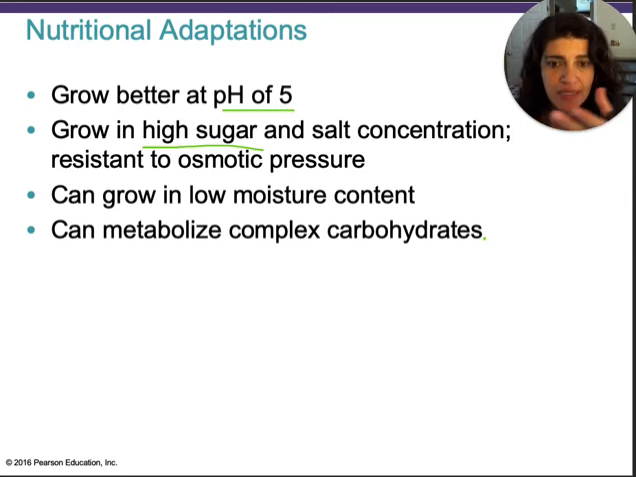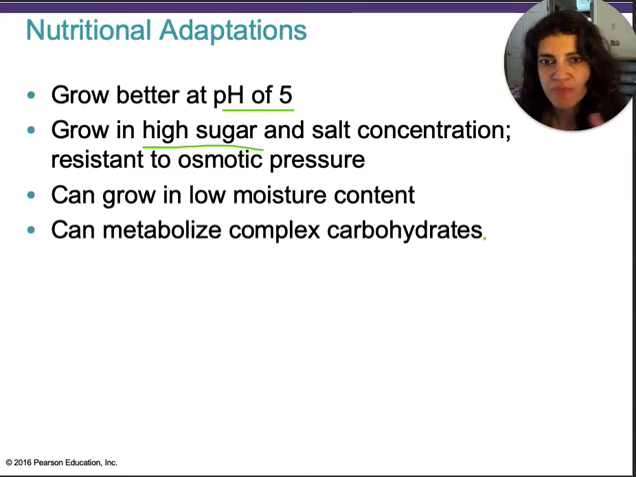They grow, like I said, in low moisture content or high solute content. And they can metabolize complex carbohydrates. And that makes them be able to live in different environments. For example, they can eat cellulose. They can eat different things like from trees, from parts of plants that died and that are on the soil. So they decompose all that, right?